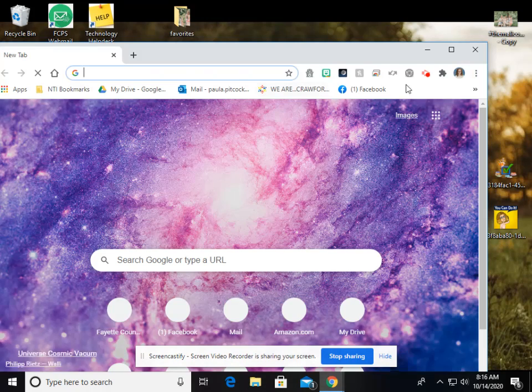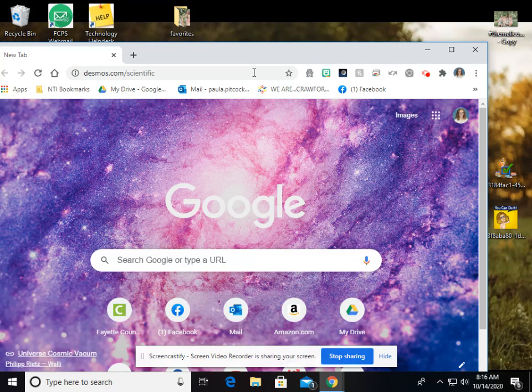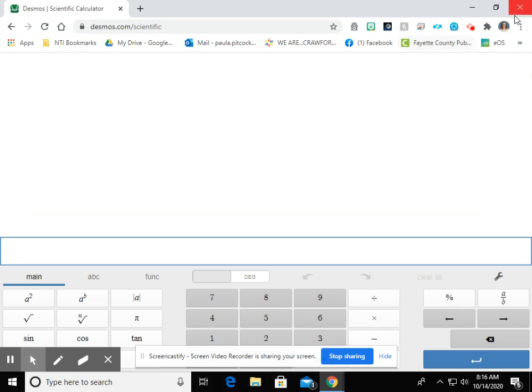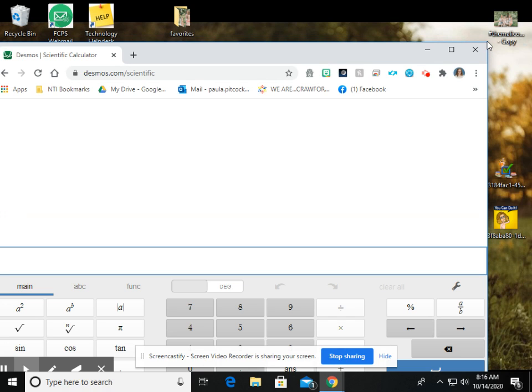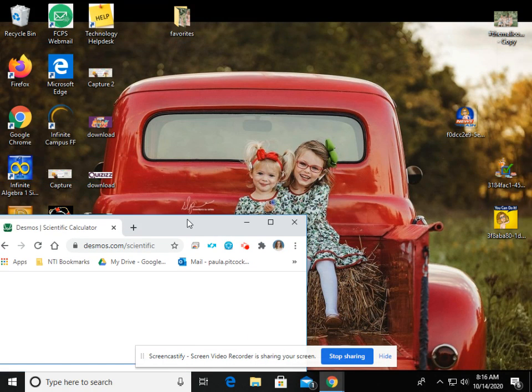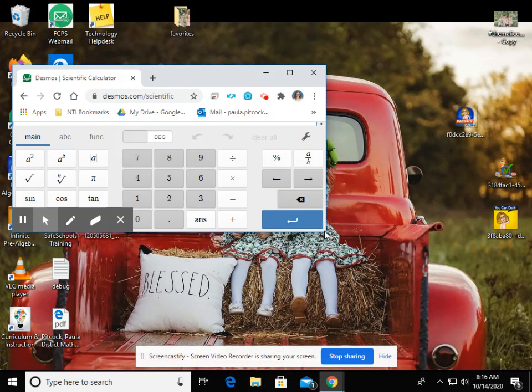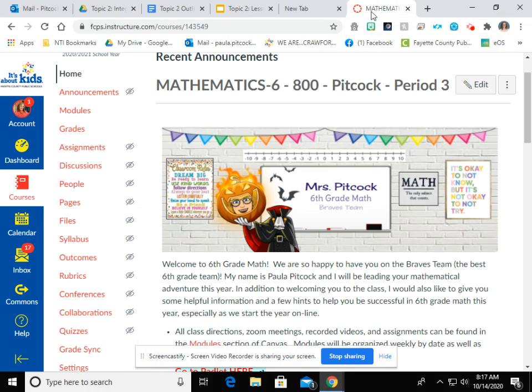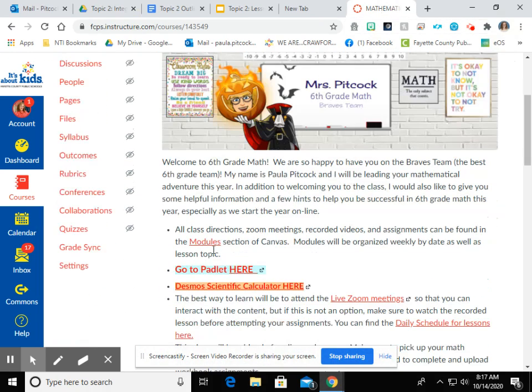Okay, here we go. I want to go to the Desmos calculator. There is a link to it in your Canvas page, and I'll show you where that link is. I'll show it to you in just a second. I want to get this all situated. I'm going to make this smaller. Okay, too small. All right, so the link to the Desmos calculator is in Canvas. You would go to your Canvas homepage, and it has an orange link right here.